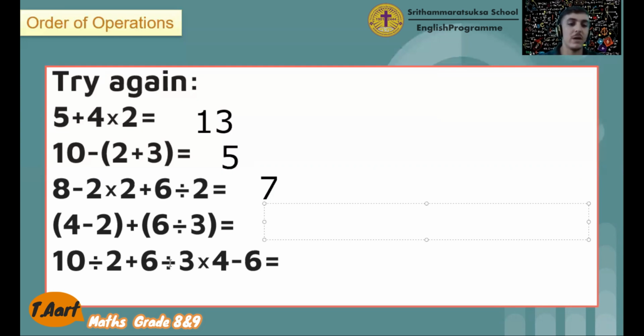And our final one here, we don't have any brackets or exponents, so we skip those first 2 steps, and we start with division and multiplication from the left to the right. Our first one is a division here, so 10 divided by 2 is 5. 6 divided by 3 is 2, and 2 times 4 is 8. So we have 5 plus 8 minus 6, which is 7.